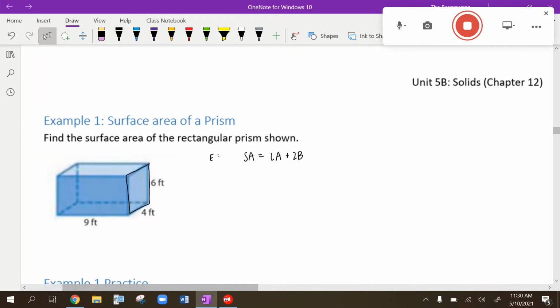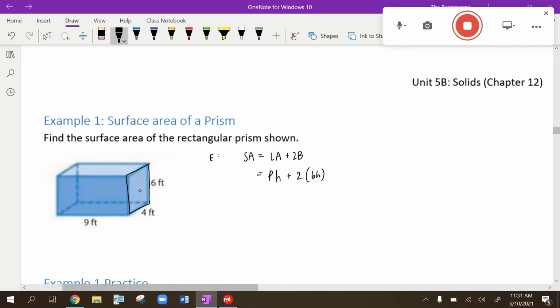Let's do an example together. It says, find the surface area of the rectangular prism shown. So I know the formula for this, it's a prism, is lateral area plus 2 times the area of the base. In this case, the base is a rectangle. And I know the lateral area is going to be perimeter of base times height. So I have perimeter of base times height plus 2 times the base times the height for the base, okay?